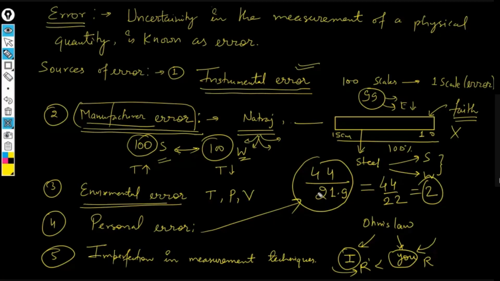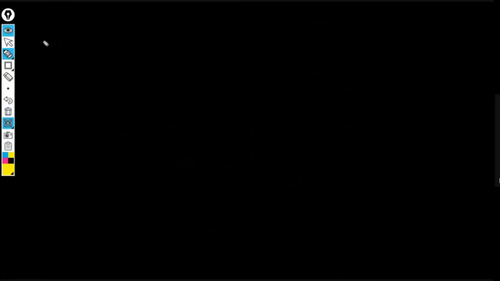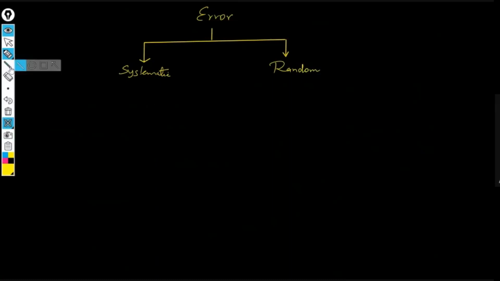See, errors are of different types. Let me tell you what the types of error are. Basically there are two types of error. The first one is systematic error. Now you will be surprised to see the name, systematic error; the errors are also systematic, right? And the second one is random error. Now, what do you mean by systematic error and what do you mean by random errors?